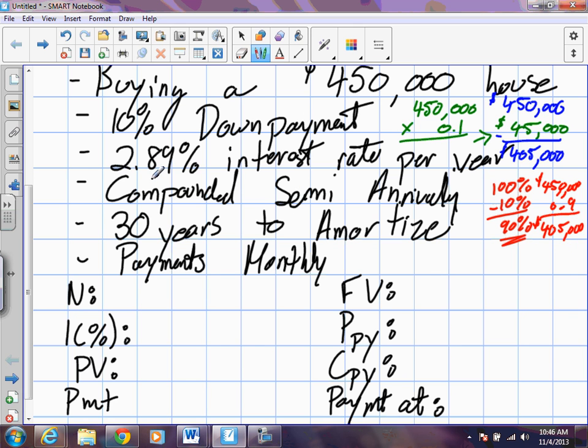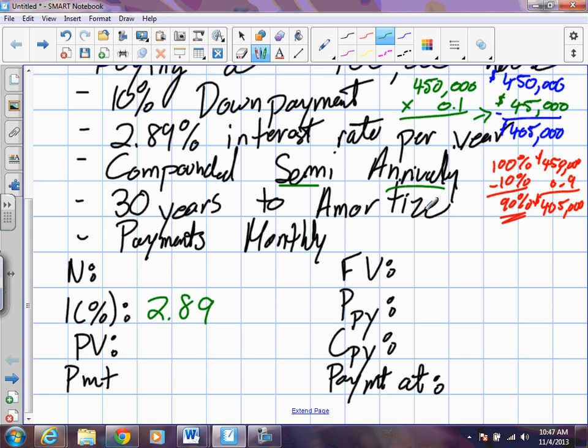Now, this is all the information about the mortgage. The mortgage is going to be 2.89% interest rate per year. So, under interest rate, we put in 2.89. Okay. Compounded semi-annually, what does that mean? That's right, twice a year they compound interest. This stands for compound periods per year, so the value is 2. We're going to be amortizing this mortgage over 30 years. What that means is we're going to pay off the entire mortgage at the end of 30 years.